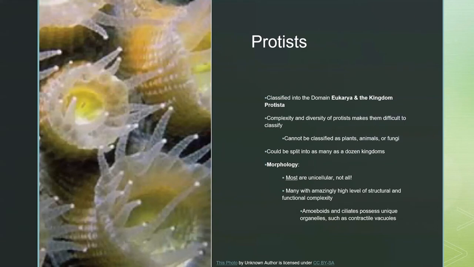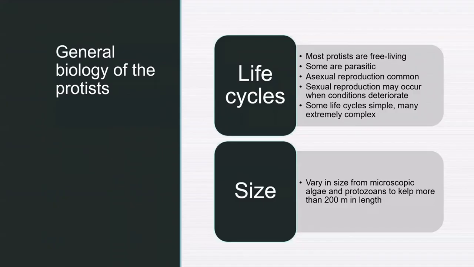Most of them are unicellular, but not all. Many of them have an amazingly high level of structural and functional complexity. Amoeboids and ciliates possess unique organelles, such as contractile vacuoles. So they have some really unique and unusual structures. And general biology of the protists: most protists are free-living. Some are parasitic.